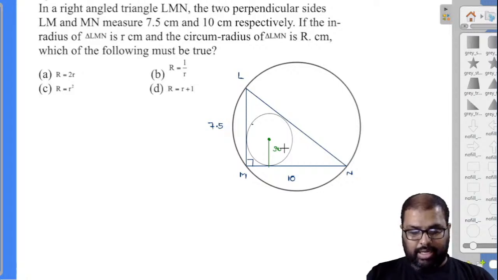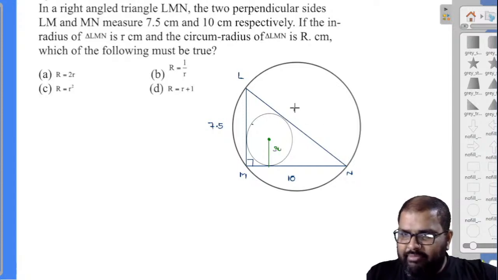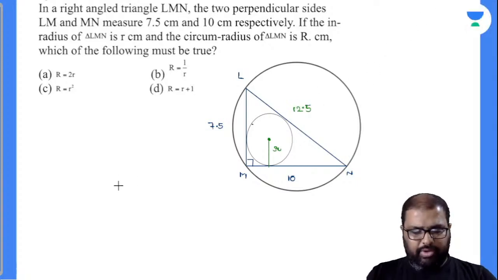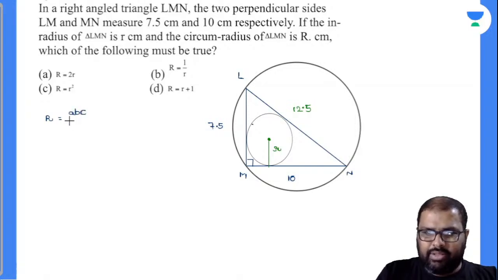So observe this, 156.25. Is it 12.5? Let me know. Yes. So my LN value by Pythagoras theorem is nothing but 12.5. Now, how many of you know the circumradius formula? If you know this, automatically you can. Capital R, circumradius, is equal to abc, the lengths of the sides of the triangle, divided by 4 into A, where A means area.